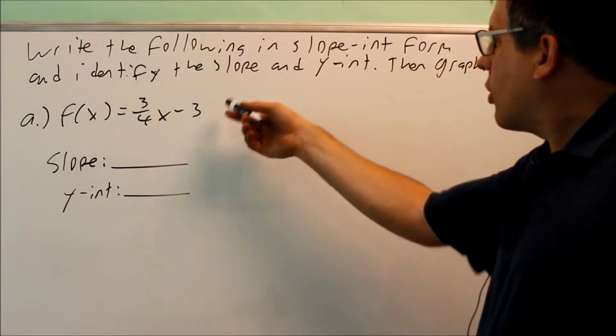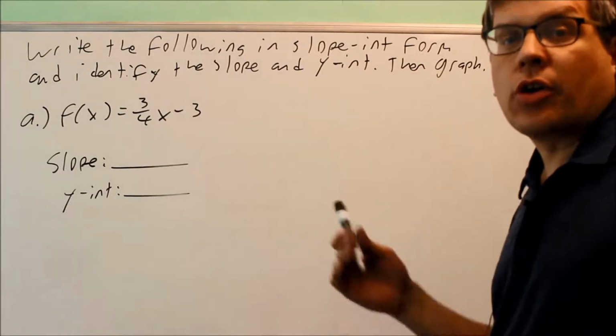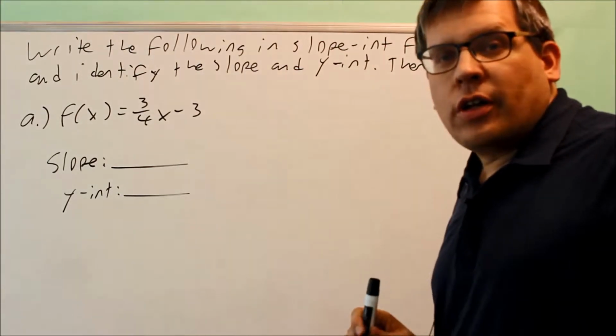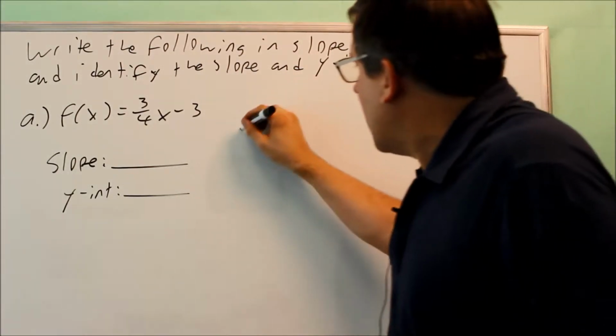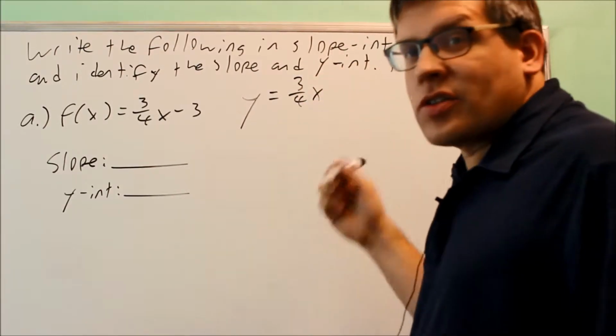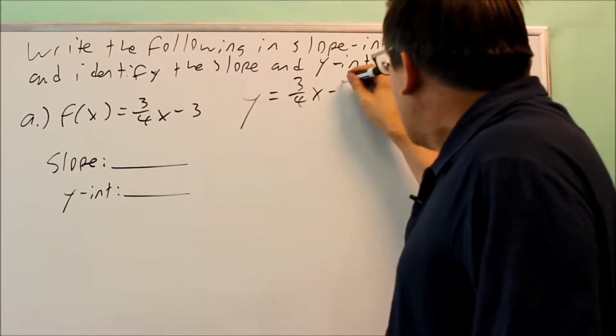We want to write the following equation in slope-intercept form. We want to identify the slope and the y-intercept, and then we're going to graph it. Now this particular equation is already written in slope-intercept form. The only thing we have to do here is put in a y in place of the f of x, since that's the same definition. Y is the same thing as f of x.